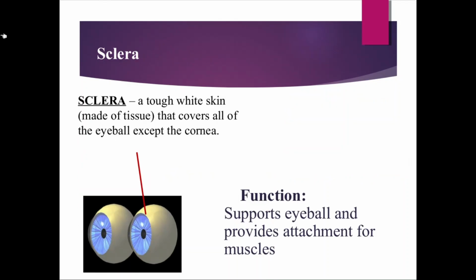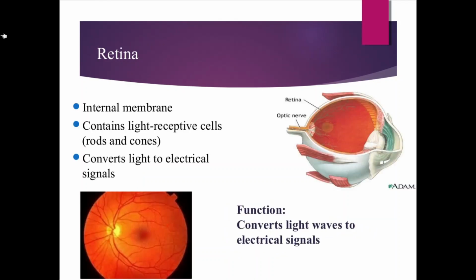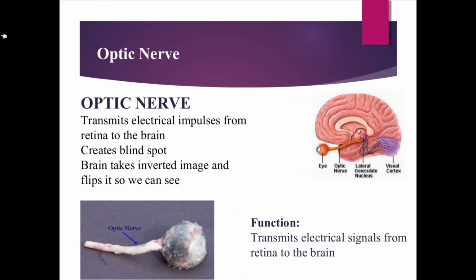Sclera, a tough white skin made of tissue that covers all of the eyeball except the cornea. Its function is to support the eyeball and provide attachment to the muscles. Retina, the internal membrane which contains light receptive cells, which are rods and cones. It converts light to electrical signals which can be read by the brain. Its function is converting light waves to electrical signals.